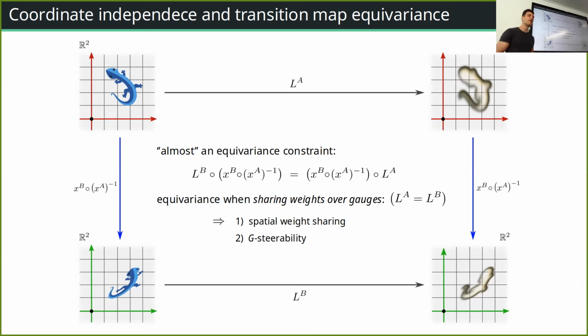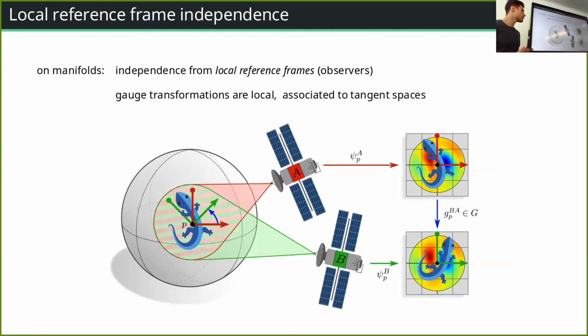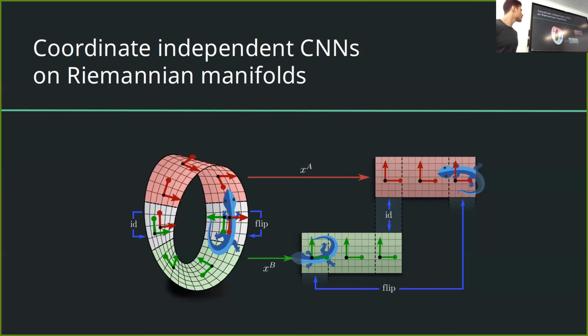So we derived again these steerable CNNs, but not from a viewpoint of actively transforming our signal, but now from passive transformations of the coordinate charts. And if we are looking at general manifolds, then we actually have to look at local reference frames and local gauge transformations. And this is what I will come to now.